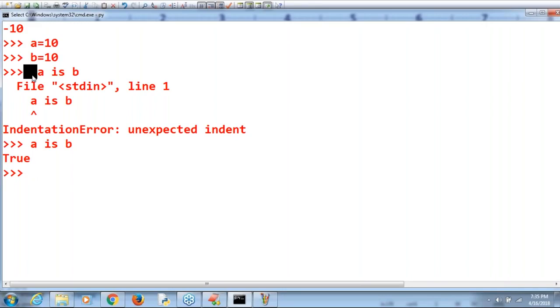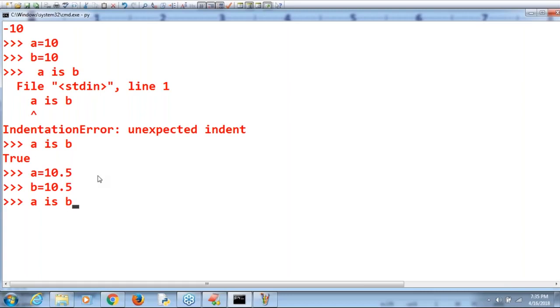Don't worry. Now just observe, A is equal to 10.5, B is equal to 10.5. A and B both are which type of values? Float values. In Python, the double data type is not there, only float. A is B. What is the answer we are going to get?